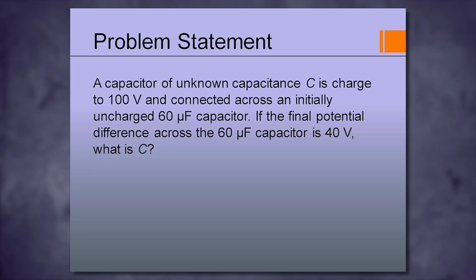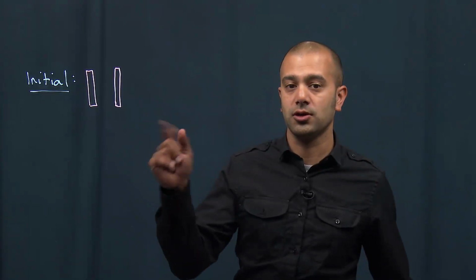A capacitor of unknown capacitance C is charged to 100 volts and connected across an initially uncharged 60 microfarad capacitor. If the final potential difference across the 60 microfarad capacitor is 40 volts, what is C? I've drawn the initial situation up here.